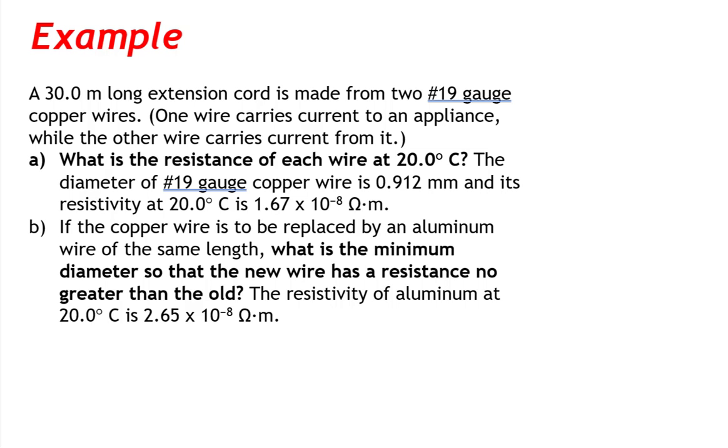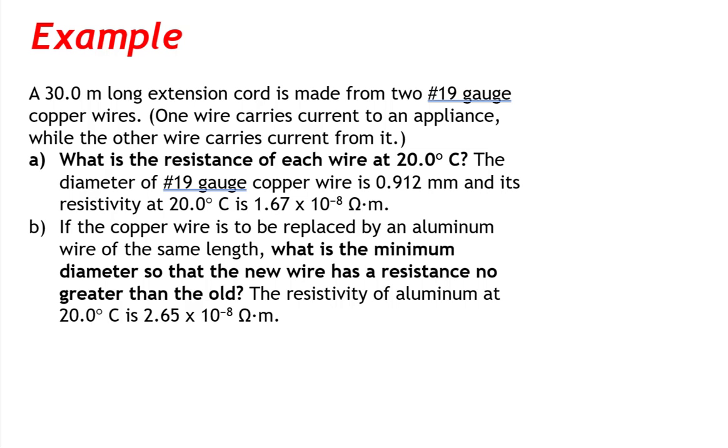The diameter of number 19 gauge copper wire is 0.912 millimeters, and its resistivity at 20.0 degrees Celsius is 1.67 times 10 to the minus 8 ohm meters.